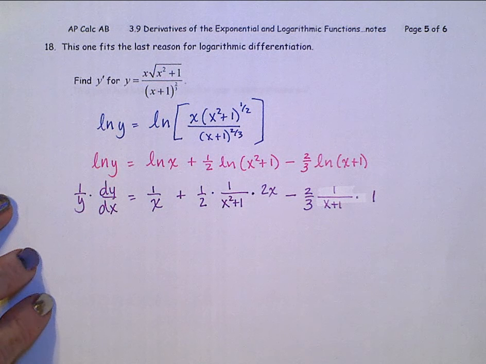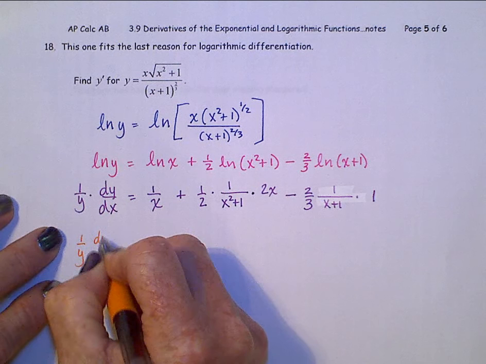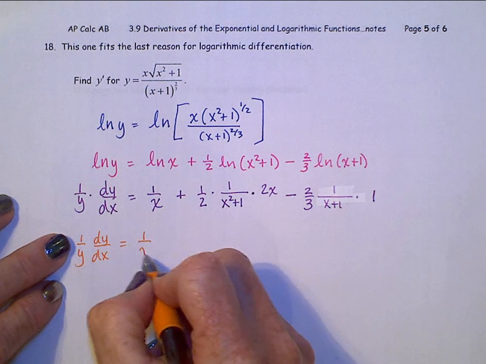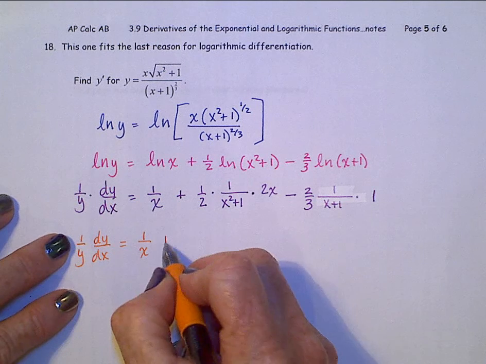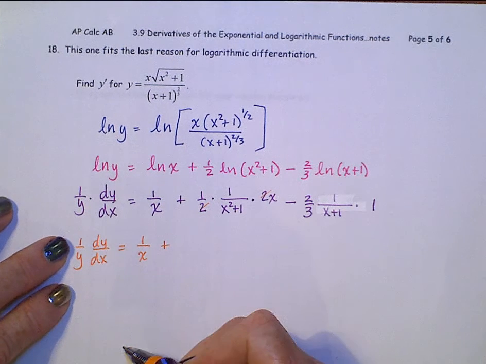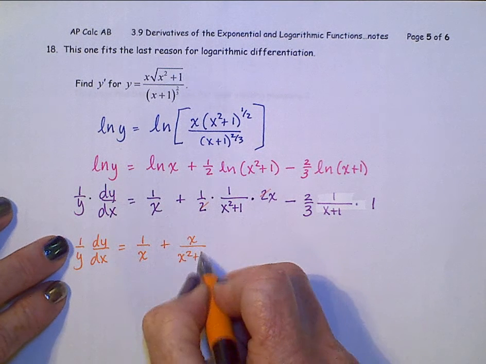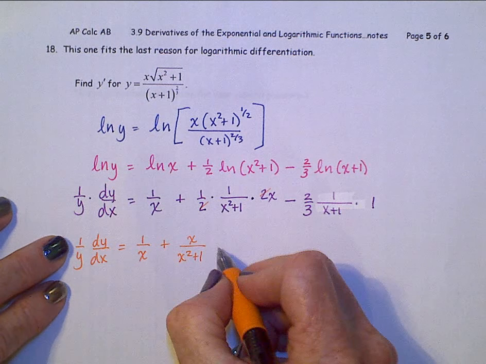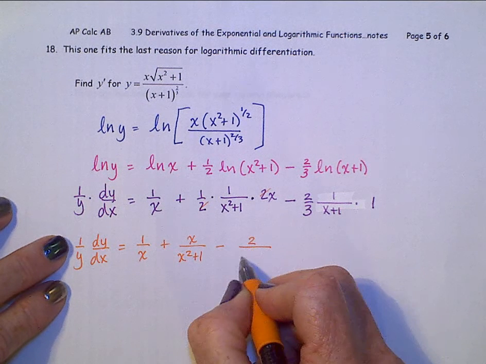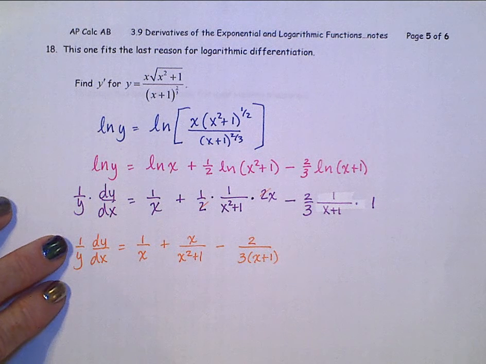Alright, now let's clean this up. 1 over y dy dx equals, we have a 1 over x plus, oh how nice is this? The 2's are going to divide out. We'll be left with x over x squared plus 1 minus 2 over 3 times an x plus 1.